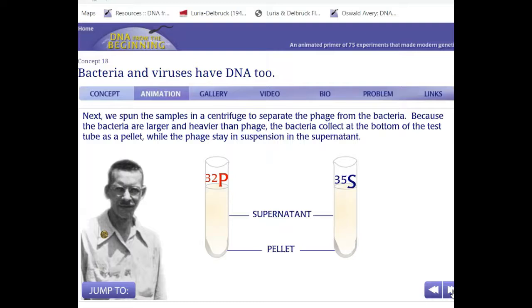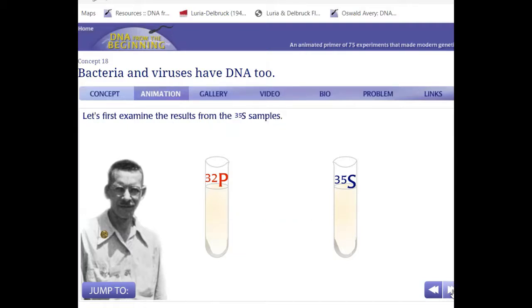So that's what you have: the pellet where the bacteria are found, and the phage particles in the supernatant. In one of these samples you could have phosphorus-32 labeled phages, and in the other you could find phage particles labeled with S35. Now let's examine the results.